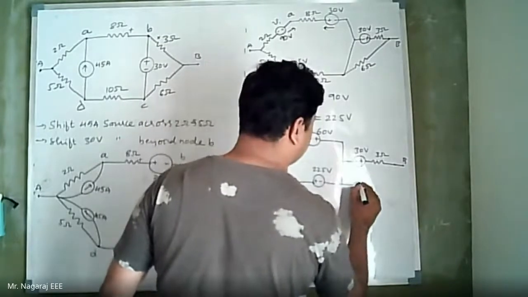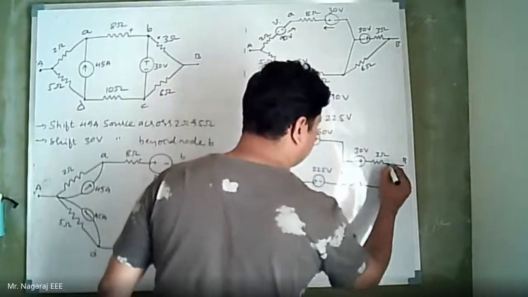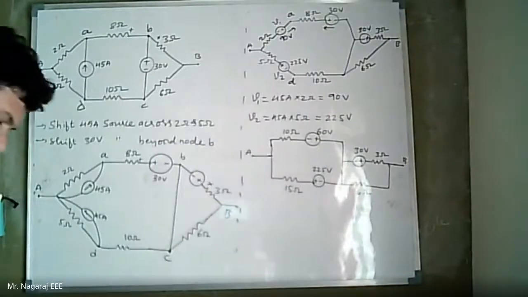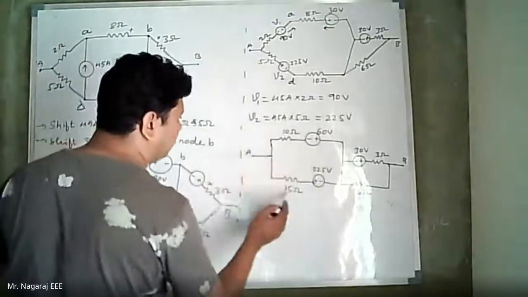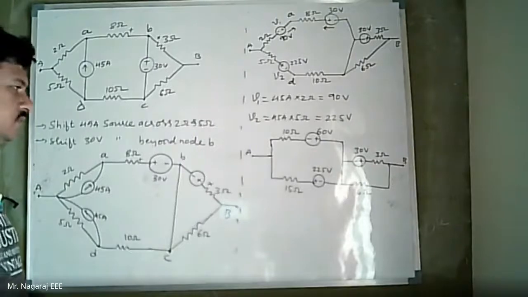And this is 6 ohm. This is the reduced circuit. Now again we got two voltage sources in parallel, 10 ohm 60 volt, 15 ohm 225 volt. Now I have to convert that into the current source, because two voltage sources in parallel, we cannot analyze it or go for further reduction. It is difficult for us to do that. So therefore, now what I have to do?